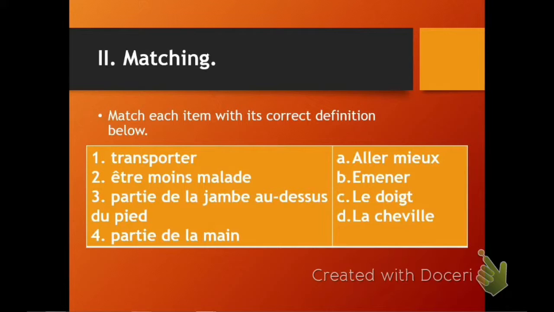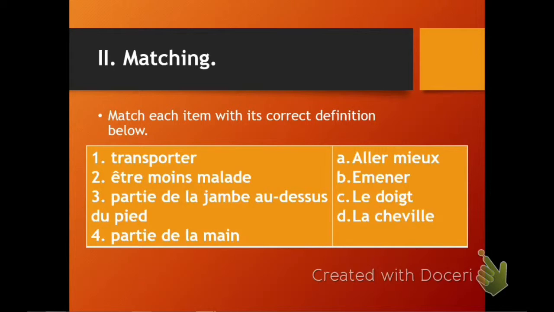Transporter means to transport, so we would match that up with letter B, emmener, which means to bring. Number 2, être moins malade. That means to be less sick. We would match that up with letter A, aller mieux, which means to feel better. Number 3, partie de la jambe au-dessus du pied. That means the part of the leg that's just above the foot, and that would be, of course, la cheville. And numéro 4, partie de la main, a part of the hand, that would be le doigt. Those would be our best answers for our matching.